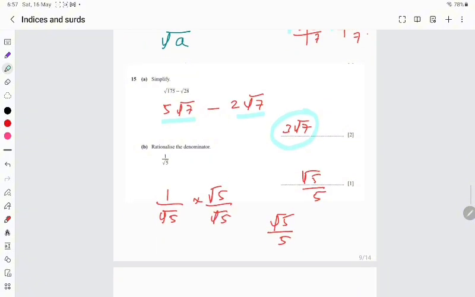Rationalize the denominator means remove the surd sign from the denominator. The simplest way is to multiply and divide the denominator surd term, under root 5, by under root 5. Why divide? Because you want to balance it. You cannot do anything on your own. If you're doing it, you have to balance it. So the numerator gets multiplied by the numerator, denominator by the denominator. Under root 5 times under root 5 is 5, so this is the answer.